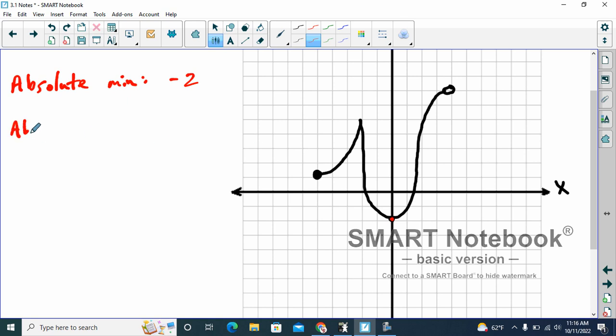The absolute maximum, the very highest point on the graph, if it were defined, would be this point right here. Because it is undefined, we say that there is no absolute maximum. We can't say that's the absolute maximum because we have points higher. It gets infinitely close to 7, but never quite reaches it.